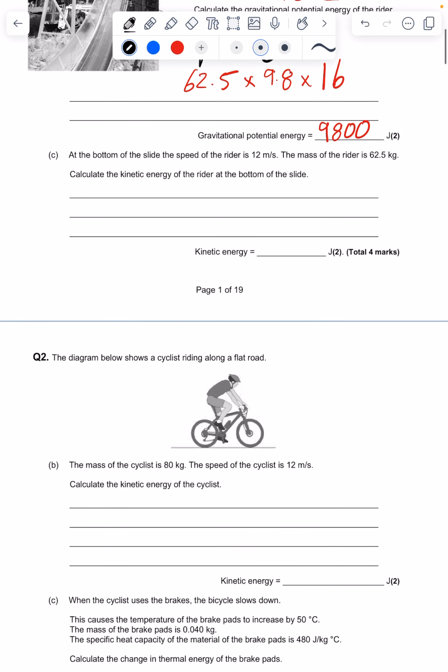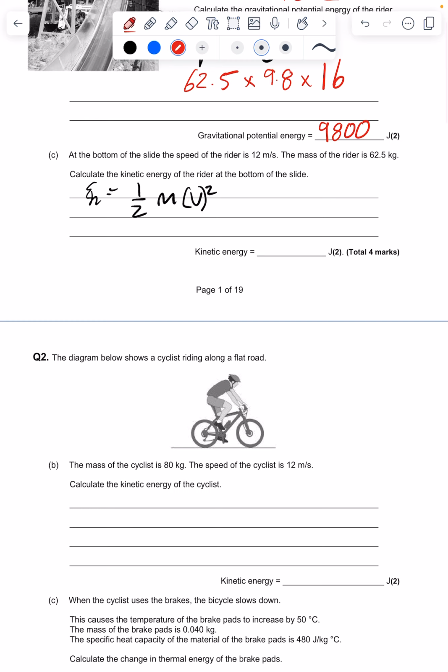At the bottom of the slide, the speed of the rider is 12 meters per second. The mass of the rider is 62.5. Calculate the kinetic energy. So again, good practice, let's put in our equation here. That's going to be half times mass times velocity squared. Now it's important that we square the velocity, we're not squaring the whole calculation.